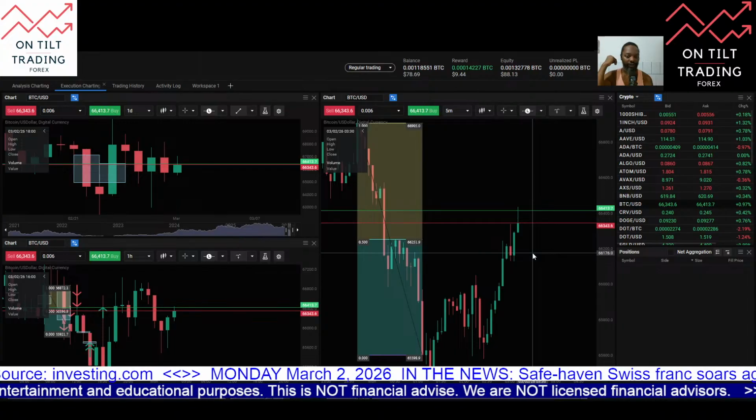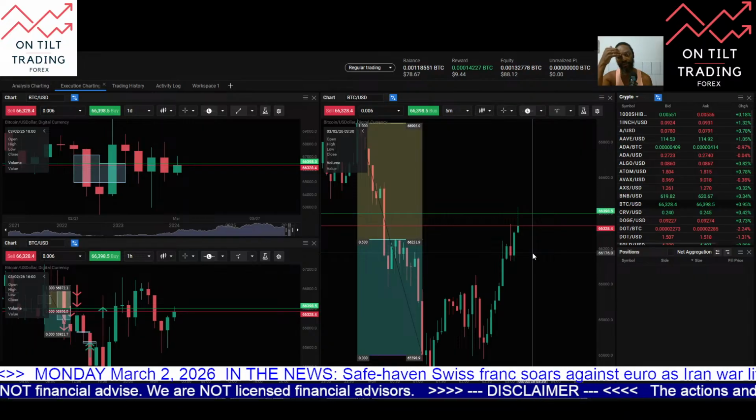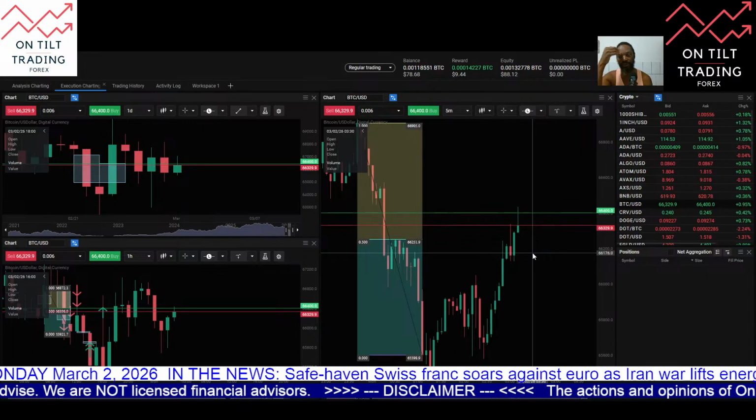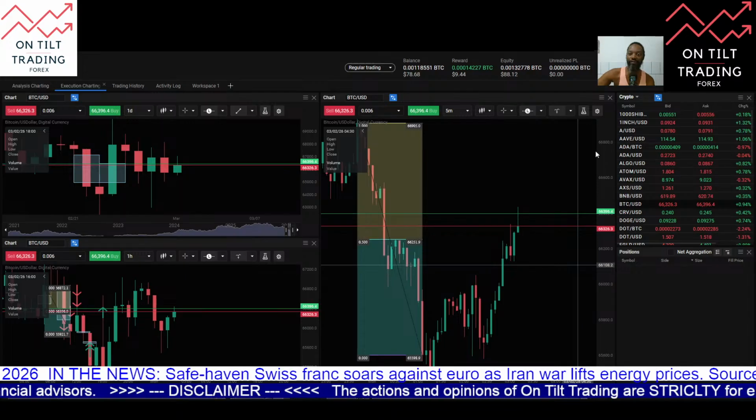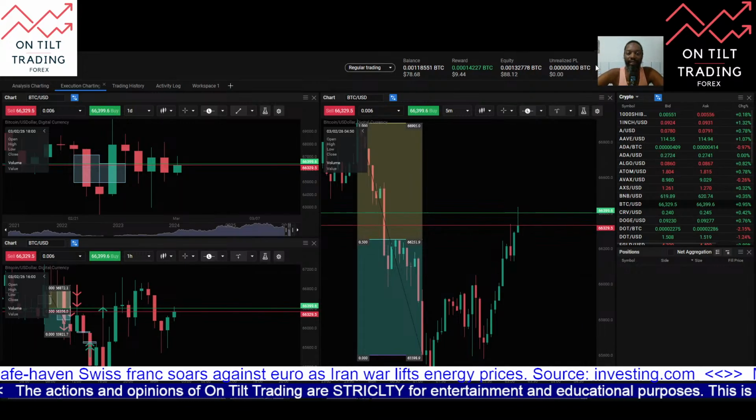So about 45 more minutes left in the current kill zone here in London. So I would need to see a market structure shift here on the 5-minute within this time frame in order to take a valid position.